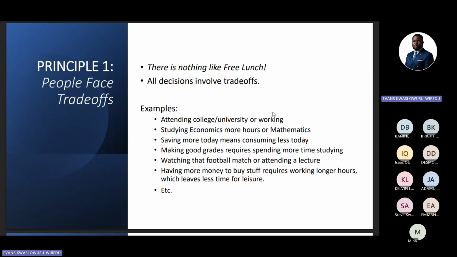Right? Saving more today means consuming less tomorrow, right? The concept of choice. Making good grades requires spending more time studying, right? If you spend more time studying, you are likely to gain good grades. So these are some of the choices. We also look at watching that football match or attending a lecture.